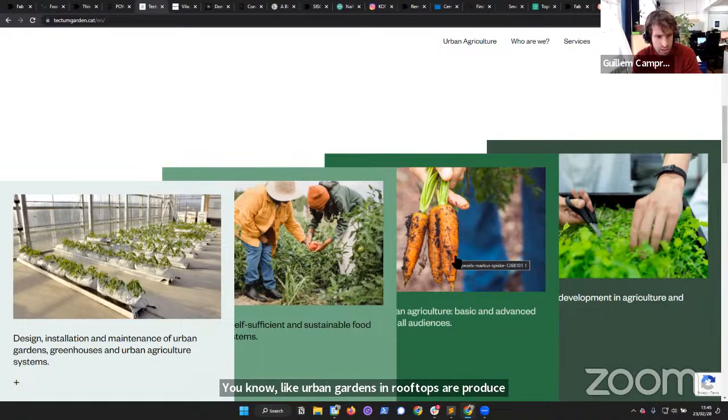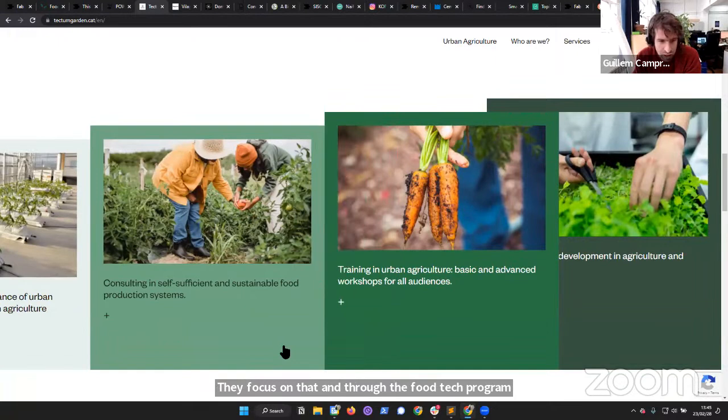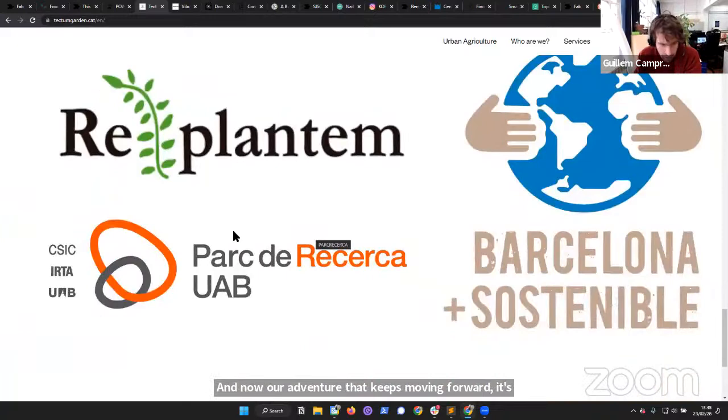They focus on that, and through the food tech program, they were actually accelerated a lot in the design and in the electronics and mechanical design parts of their design. And now we're a venture that keeps moving forward. It's actually a startup from the IRTA group at the UAB University.